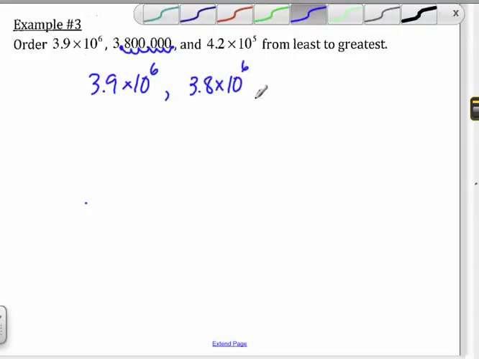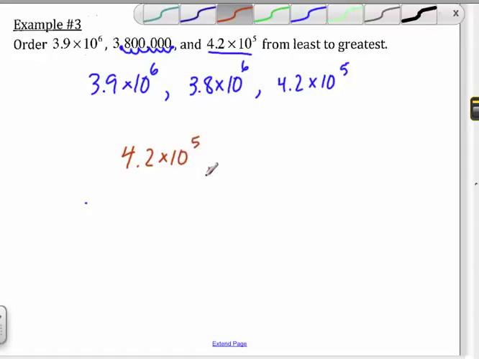Excellent. Oh, okay, now they are going to make us work for it. Okay, 4.2 times 10 to the 5th. Which one's the smallest, Fritz? 4.2 times 10 to the 5th is the smallest because it has the smallest exponent of 10. Good. What's the next one, please?